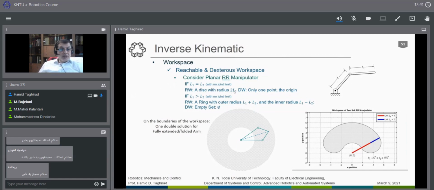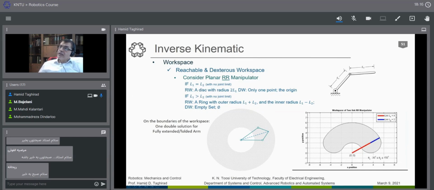What about the dexterous workspace? Do we have each point with all directions? No, there is no point except the origin. At the origin, if we fully fold the arm, we can reach the origin with any angle that we require. So this point is somehow singular or different from the other points, and we can see that we have the dexterous workspace only at the origin.